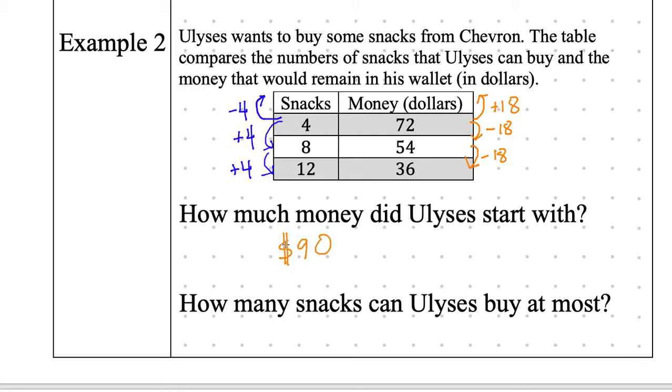All right, so thank you, Wyatt. The next question is going to be a little bit harder. How many snacks can Ulysses buy at most? How are we going to do that? Oh, Ulysses, talk about yourself. What's happening? So you like all the snacks. We'll have to divide.